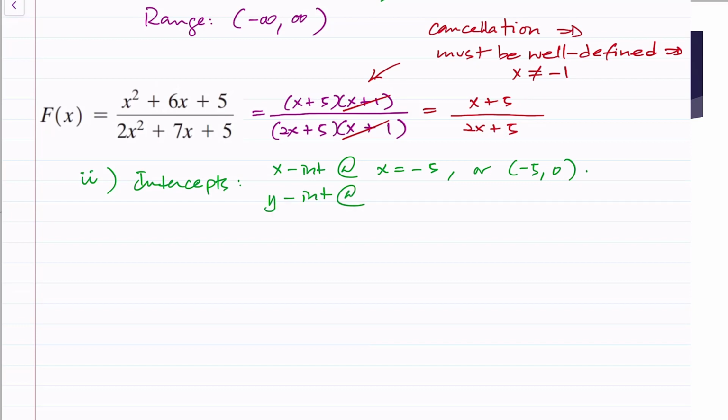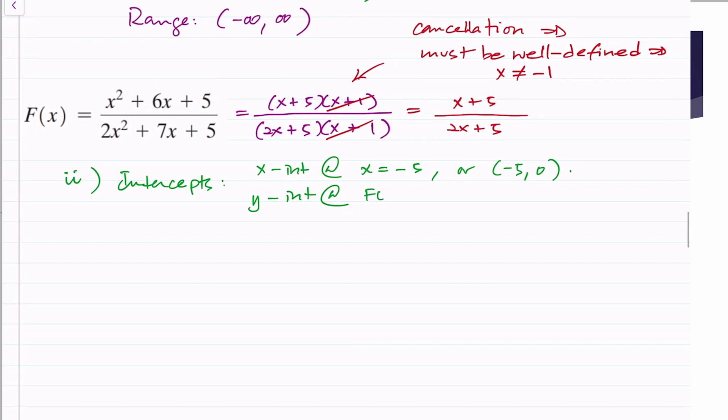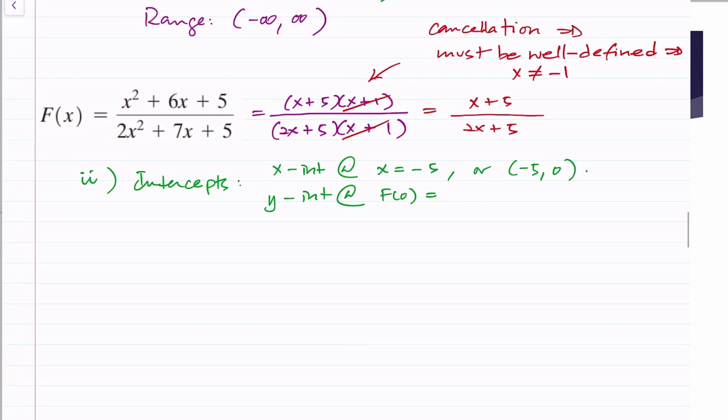As far as a y-intercept is concerned, that's going to be at f of 0. So you can see in this case that if you put in 0 to the form of it, 0 plus 5 divided by 2 times 0 plus 5, it's going to be 5 over 5, which is going to be 1. So as an ordered pair, that's going to be 0, 1.